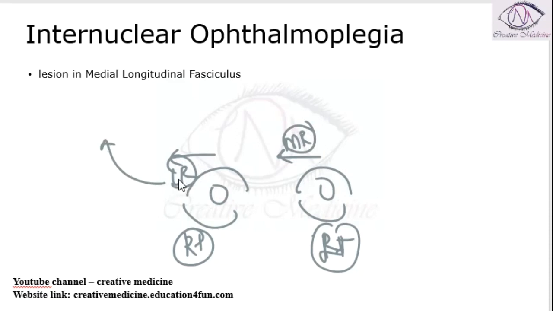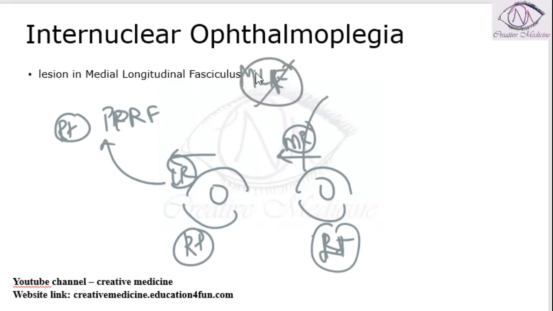This right eye lateral rectus is controlled by the right parapontine reticular formation, whereas the contralateral medial rectus is controlled by the medial longitudinal fasciculus. So if there is any lesion in the medial longitudinal fasciculus, this movement does not occur.